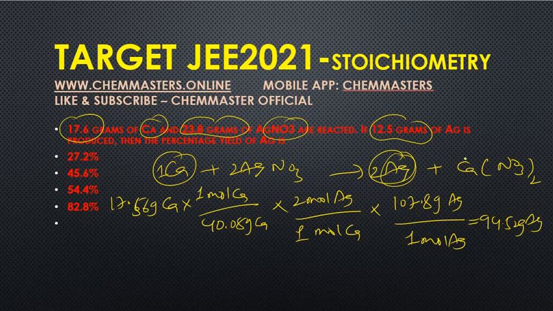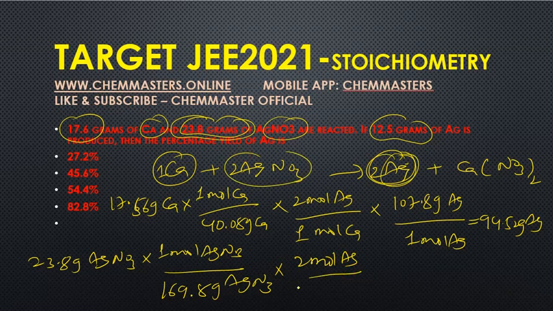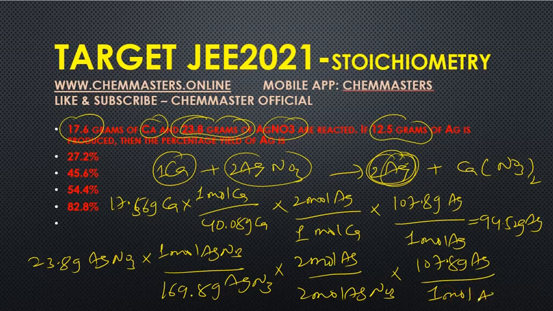Now we need to find how many grams of silver are produced from 23.8 grams of silver nitrate. Okay, now just take the same method, 23.8 grams of silver nitrate into 1 mole of silver nitrate by the molar mass of silver nitrate, 169.8 grams of silver nitrate, into 2 moles of silver. Here you can see 2 moles of silver is produced from 2 moles of silver nitrate, AgNO3. Now here you can write 107.8 grams of silver by 1 mole of silver. Now it will be 15.1 grams of silver.